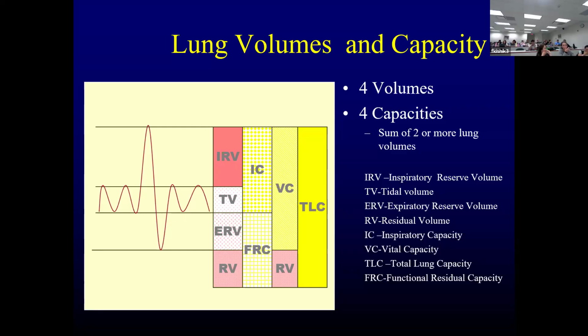The volume that you exhaled out would be called the expiratory reserve volume. The volume that we inhaled in would be called the inspiratory reserve volume.